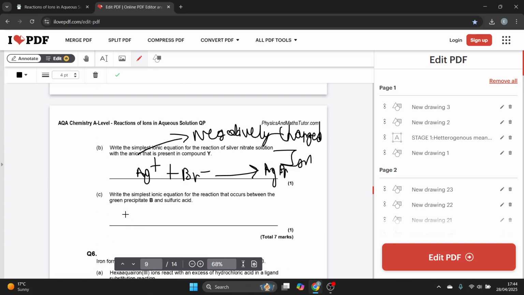Simple ionic equation occurs between the green precipitate B, FeCO3, and sulfuric acid. FeCO3 and sulfuric acid, well, the ionic equation. So the ionic equation, I only care about this. What's the main thing in here? Well, CO3 2-. With the sulfuric acid, so I only care about the H+s. Well, then that's just your normal equation, and you form CO2 plus H2O.